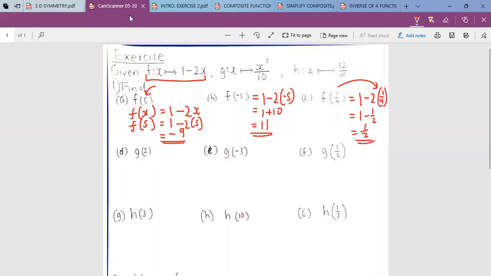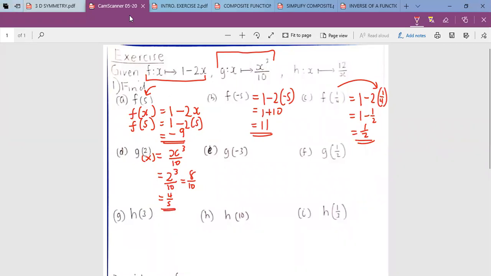Now let's go to D, E, and F. D, E, and F are using function g. And this is my function g there. My function g says x power 3 over 10. So in the place of x, I have to keep 2. So I will get 2 power 3 over 10, and that will be 8 over 10. And when I simplify, I get 4 over 5.